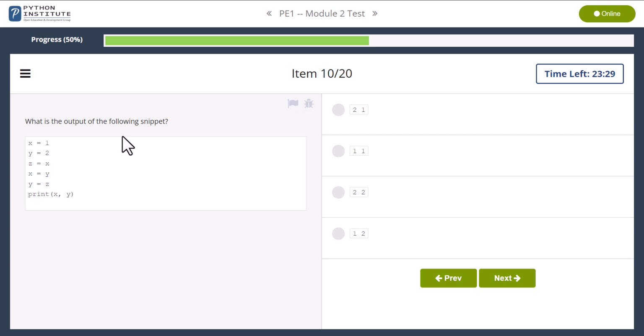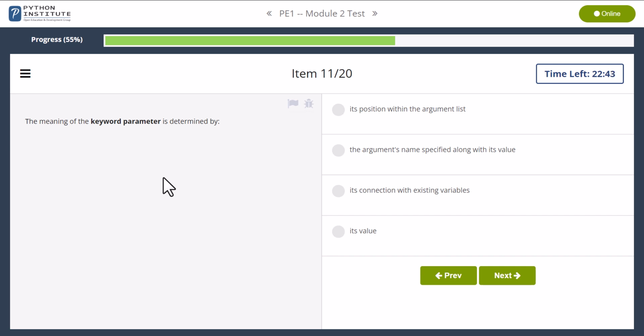What is the output of the following snippet? Okay, so we have x and we have y, and we will also have z. x equals 1, y equals 2, z will be equal to x, which is 1, so z will be 1. x equals y, so x will change its value to 2. And y equals z, y will take the value from z. So, yep. And we print x and y. So we print 2 and then 1 with a space between them. And that has to be this answer over here. 2, 1.